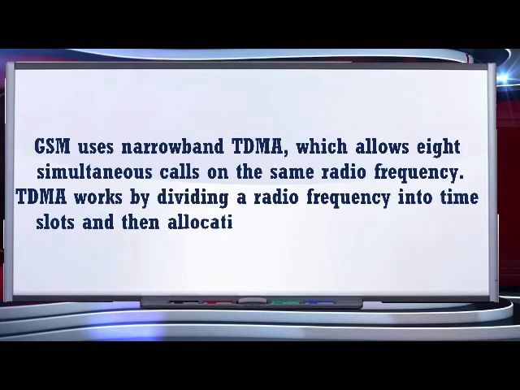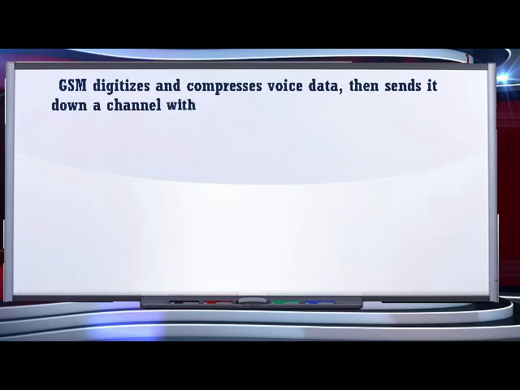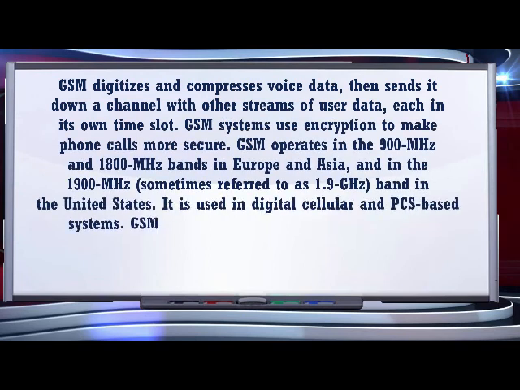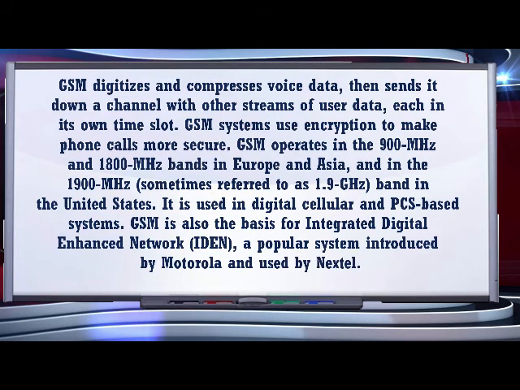GSM uses narrowband TDMA, which allows 8 simultaneous calls on the same radio frequency. Here TDMA works by dividing the radio frequency into time slots and then allocating a slot to multiple calls. GSM digitizes and compresses voice data, then sends it down a channel with other streams of users, each in its own slot. GSM systems use encryption to make phone calls more secure.